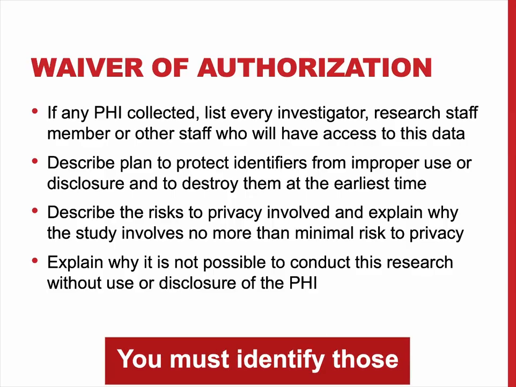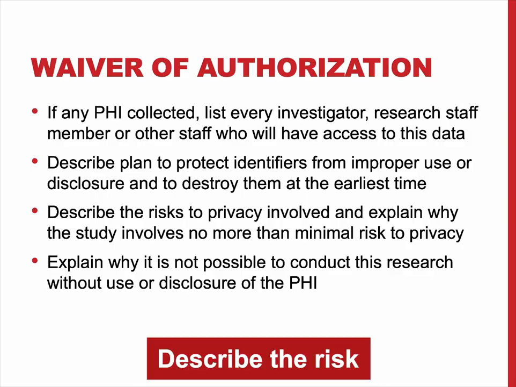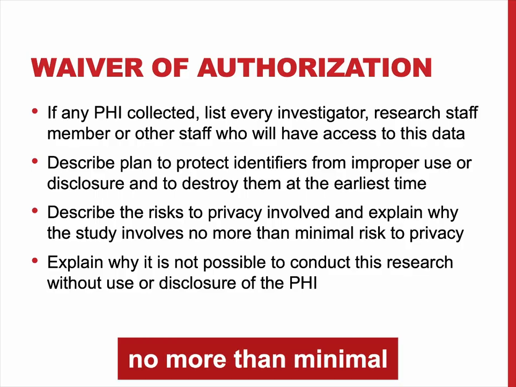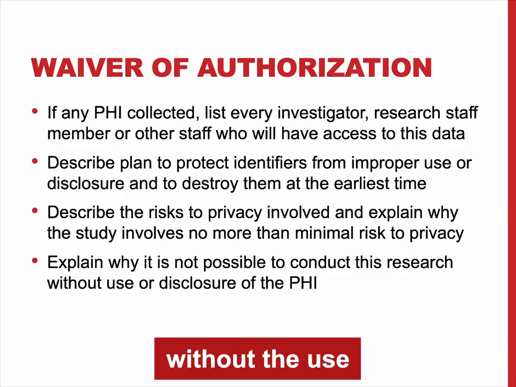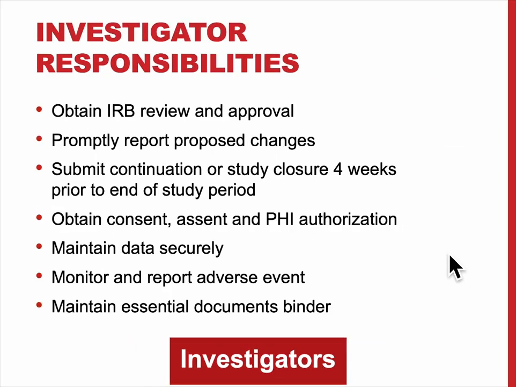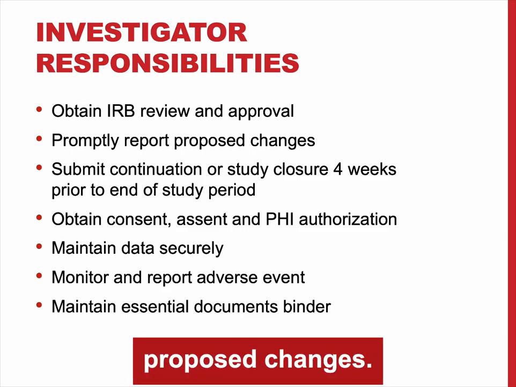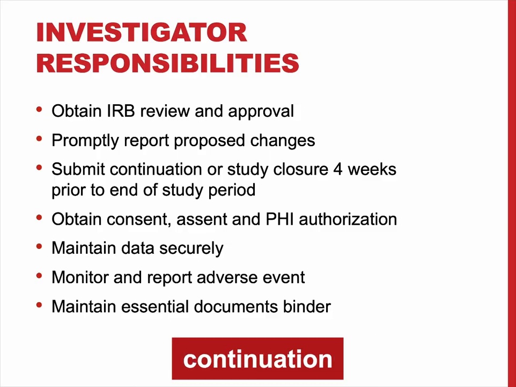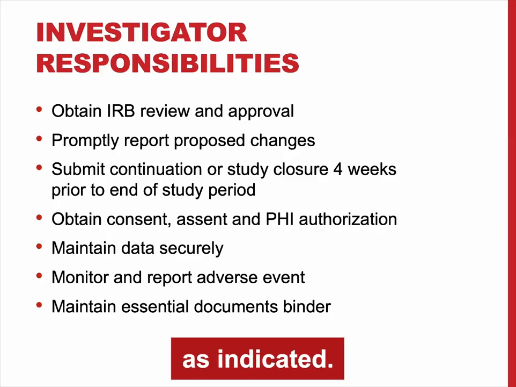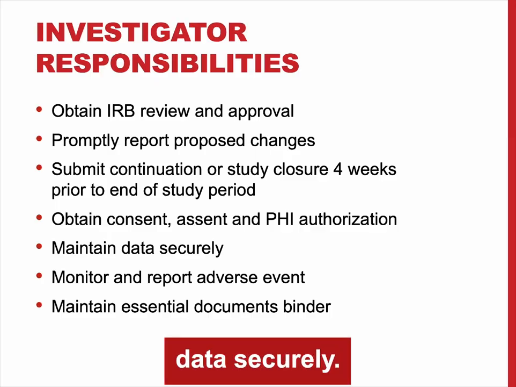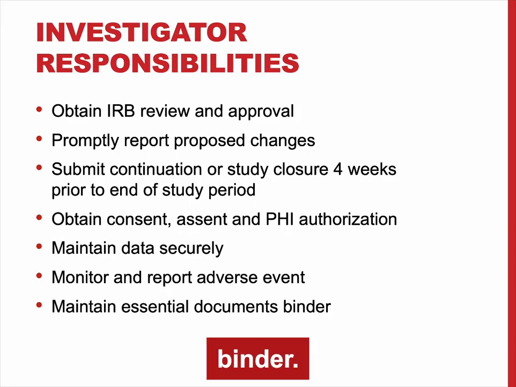These are the requirements for a waiver of authorization. You must identify those who have access to any protected health information, describe the plan to protect privacy, describe the risk to privacy and why the study involves no more than minimal risk to privacy, and explain why it is not possible to conduct the research without the use or disclosure of the protected health information. Investigators are responsible for obtaining IRB review and approval, promptly reporting proposed changes, submitting annual continuation or study closure prior to the deadline, obtaining consent, assent, or authorization as indicated, maintaining data securely, monitoring and reporting adverse events, and maintaining an essential documents binder.